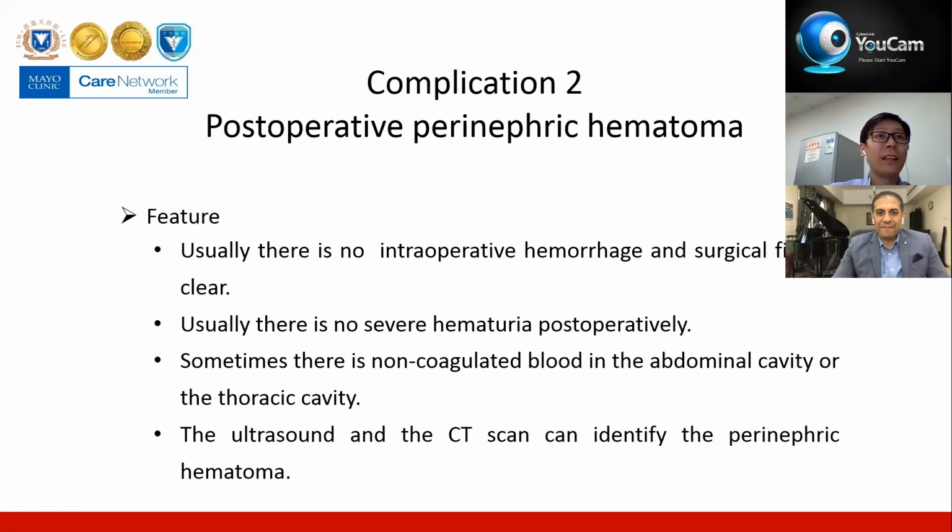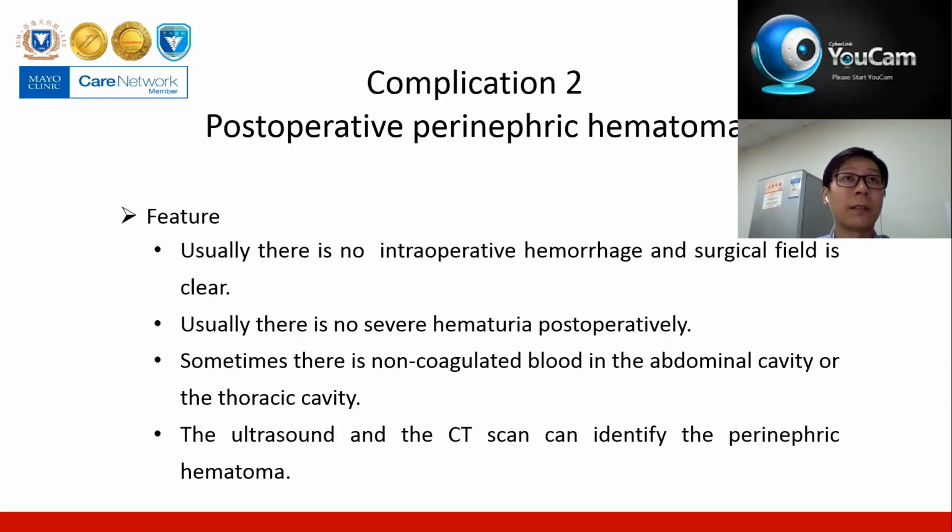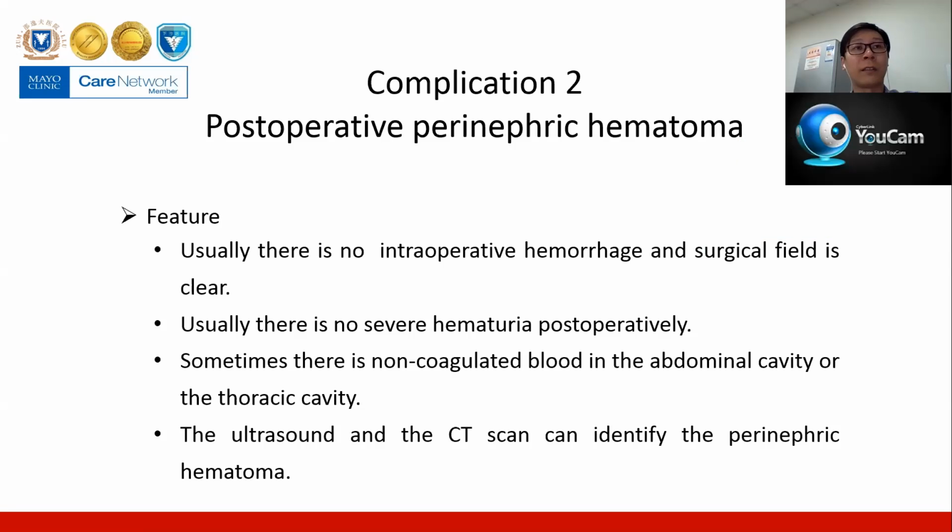So if we encounter a hemorrhagic shock patient after flexible ureteroscopy, abdominal and chest CT is necessary, and if not, maybe the perinephric hematoma will be omitted. It's a life-threatening complication, so we cannot omit this complication if it occurs.